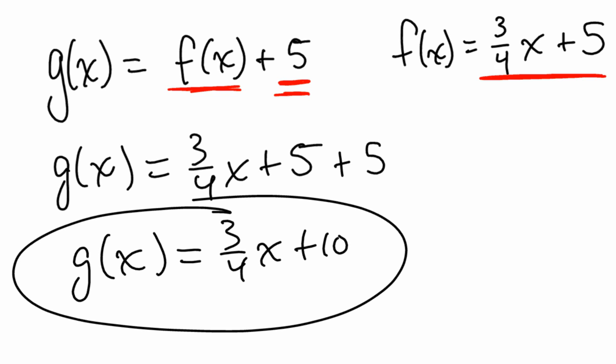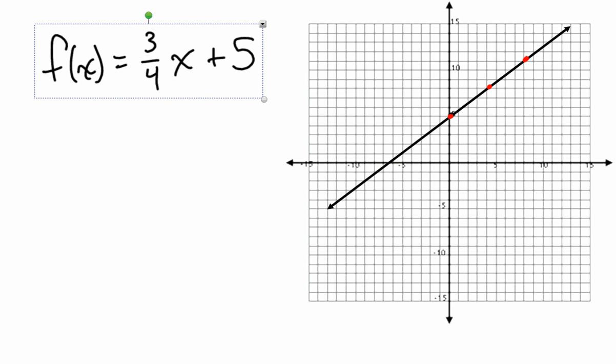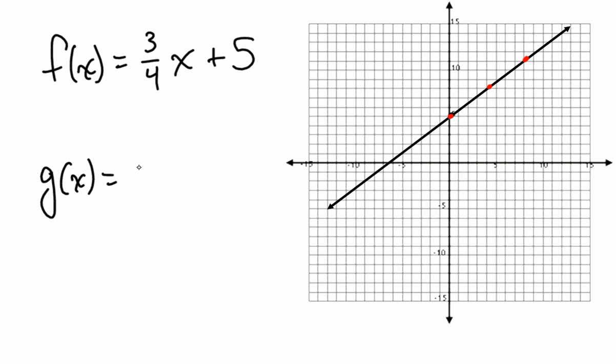3/4 x plus 10. And it looks a lot like my previous function. It's just hovering 5 units above it. Now if I come back and look at this, let's write down what g of x was. I found that my new function g of x equals 3/4 x plus 10. And you can see this new y-intercept is exactly where I want it to be.